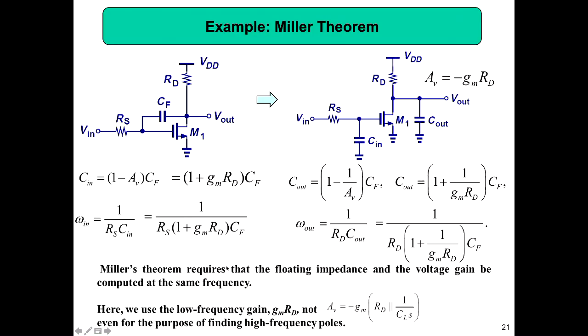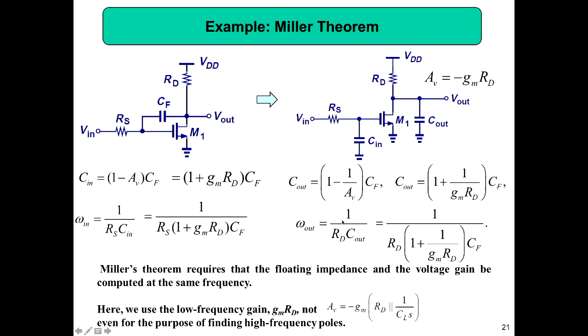So Miller's theorem requires that a floating impedance and voltage gain be computed at the same frequency. What it says is this is low frequency. Whenever you have a capacitor in the gain, the capacitance is frequency dependent. You know what I meant? So in order to find it, you should be finding it at the same frequency. Otherwise you can't find your gain. See, for example, omega out is equal to 1 by Rd into C out, and 1 by Rd into (1 plus 1 by ...), then our assumption is this gm Rd. The gain is computed at the same frequency as your capacitance. Here we use a low frequency gain gm into Rd.